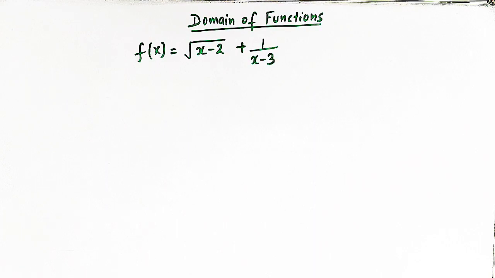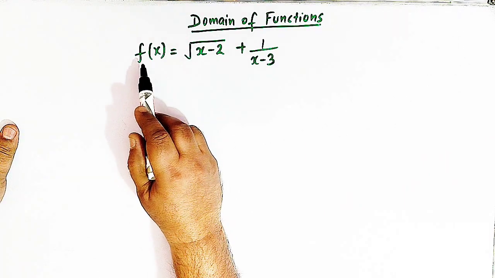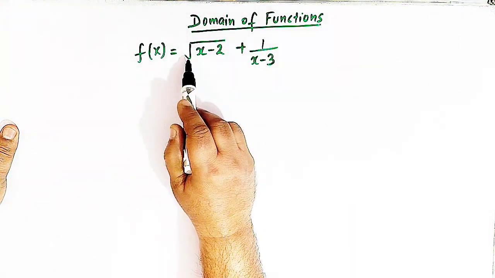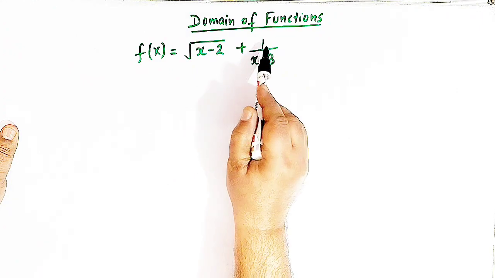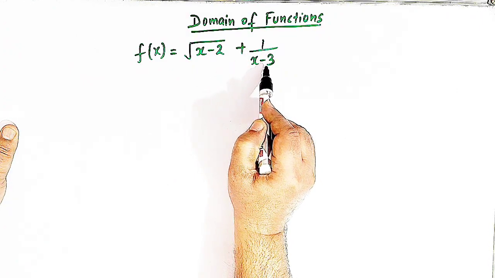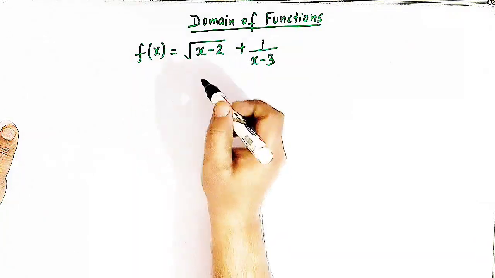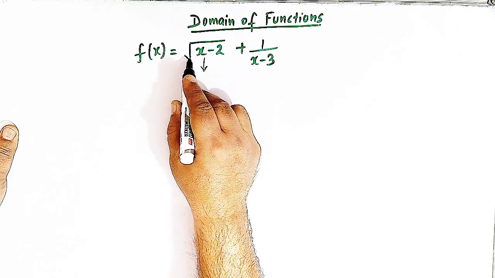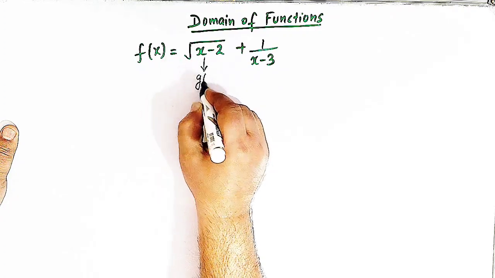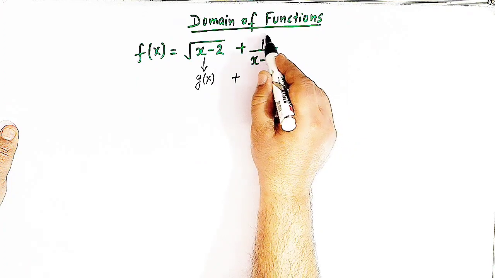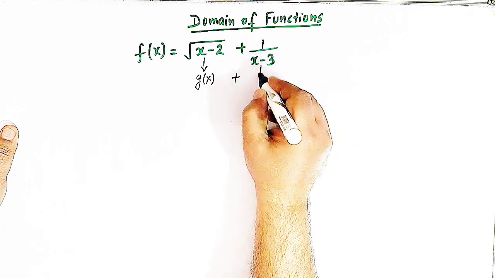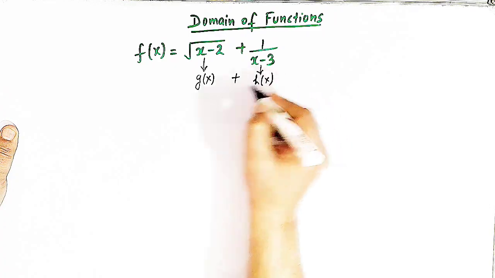Hello viewers, in today's session we are going to discuss another important problem from the domain of functions. And here we have to find out the domain of this function f of x, which is equal to square root of x minus 2 plus 1 over x minus 3, right? So here f of x is given as a sum of two functions, right? So let us call this square root function g of x, and this is a rational function, and we can call it h of x, right?